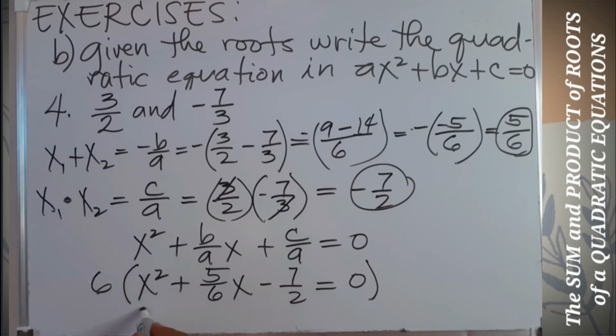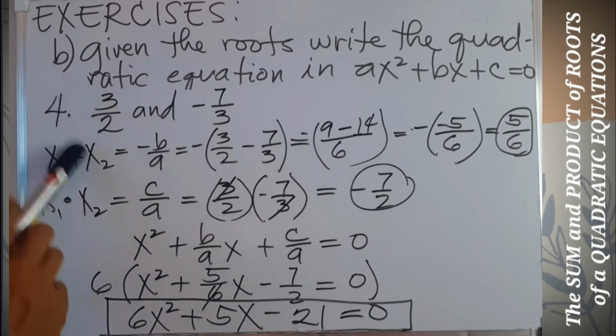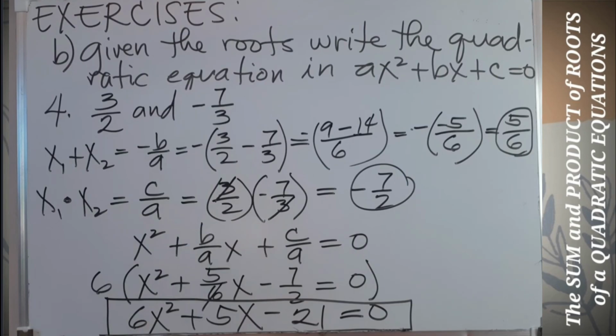6 times x squared is 6x squared. Cancel 6, so remaining is 5x. 6 divided by 2 is 3. 3 times 7 is minus 21 equals 0. So this is now the quadratic equation in standard form if the roots are 3/2 and negative 7/3.